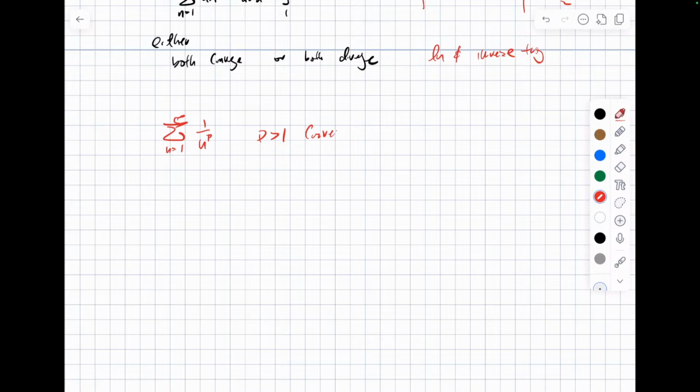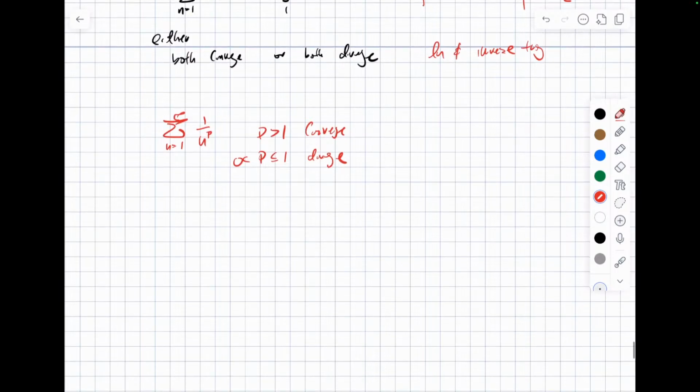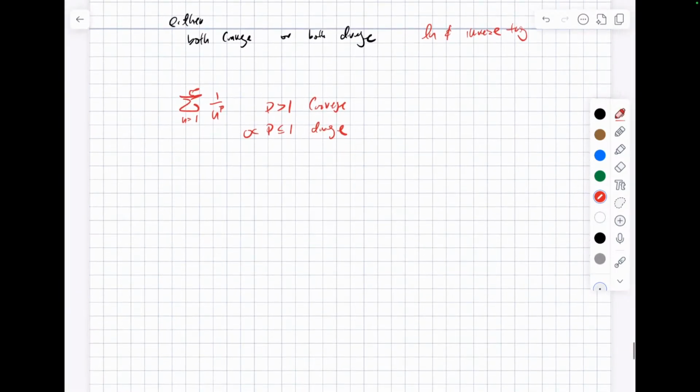Converge, good. And p less than 1, or equal to 1, is diverge. So that means 0.99 diverges. 1.01 is converge, right? So those are the things, and that gives us the borderline.